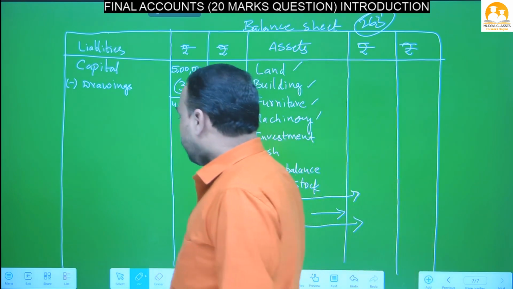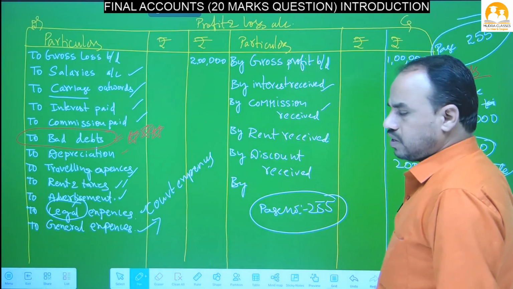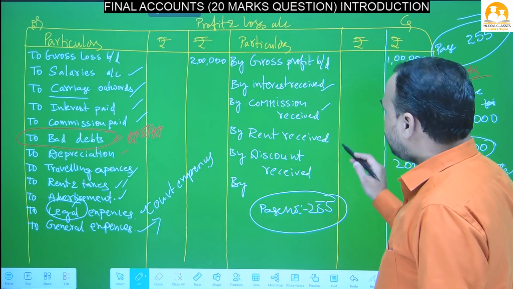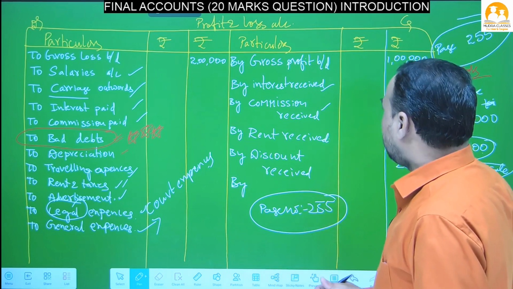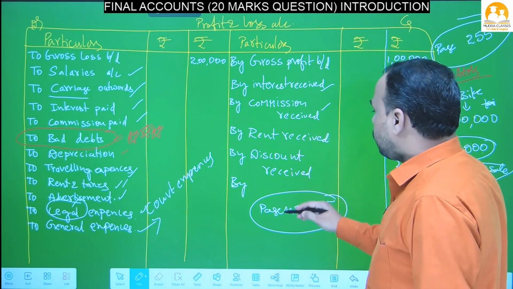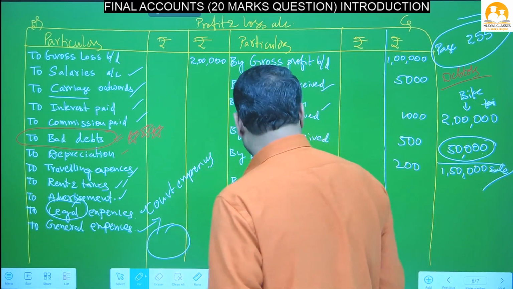Okay, and just now I explained profit and loss account to you. Why do we prepare a profit and loss account? To find out whether we got profit or loss. So in this problem, in the profit and loss account, you came to know whether we got net profit or net loss.